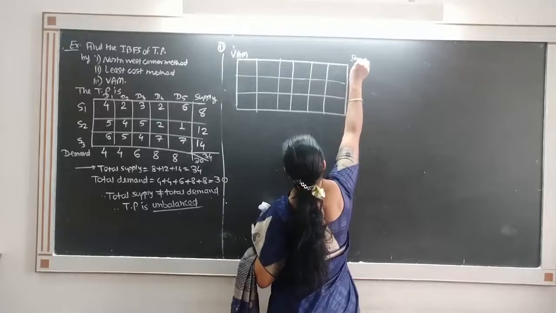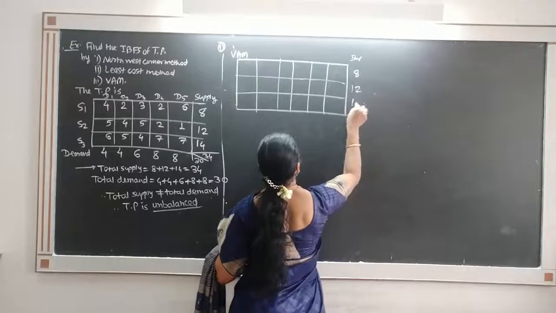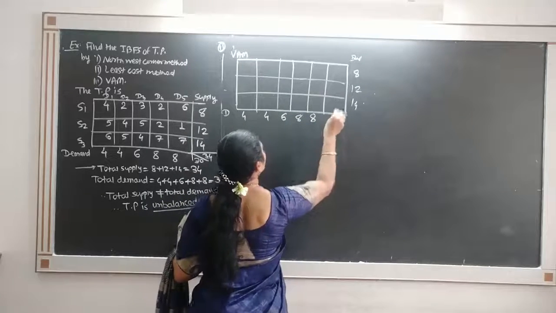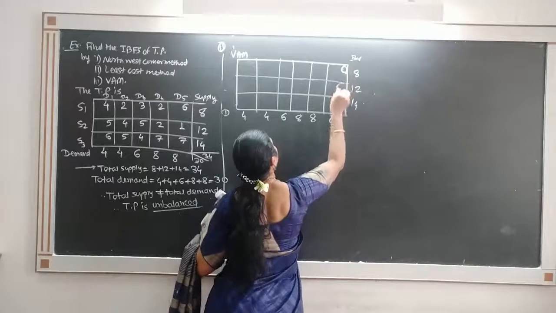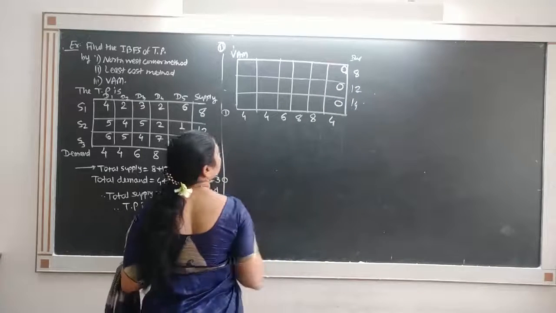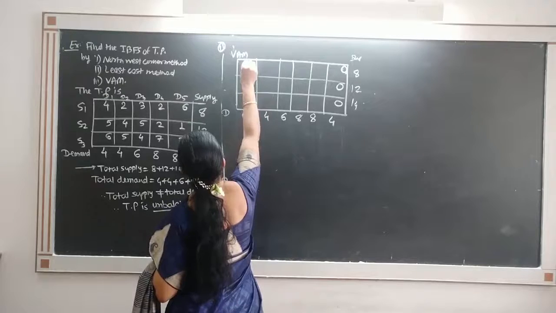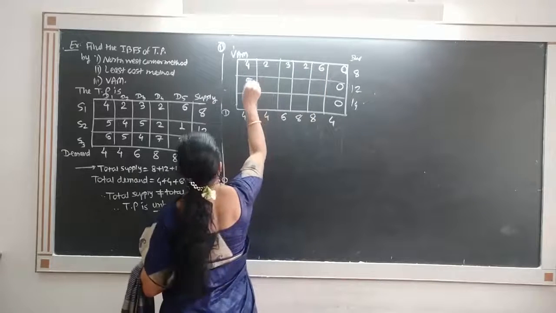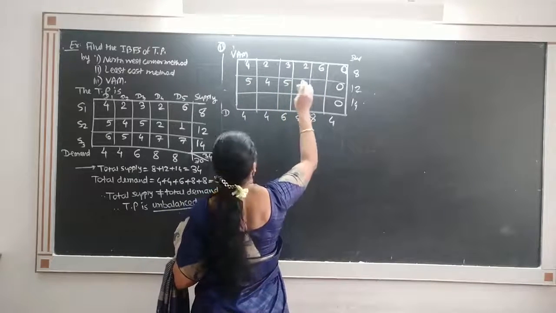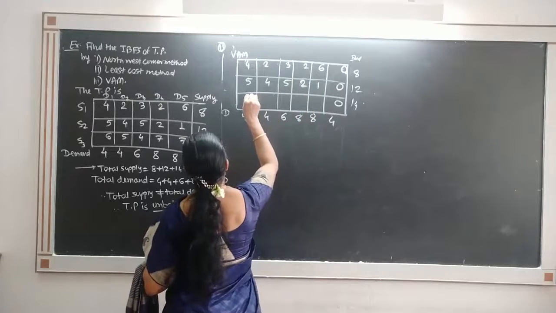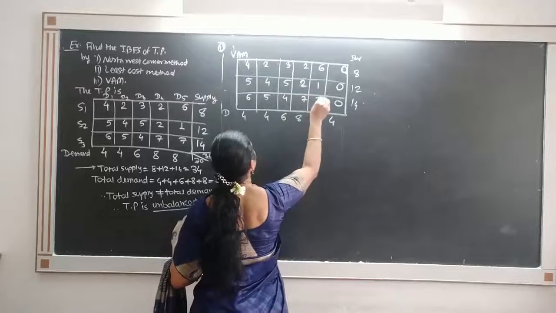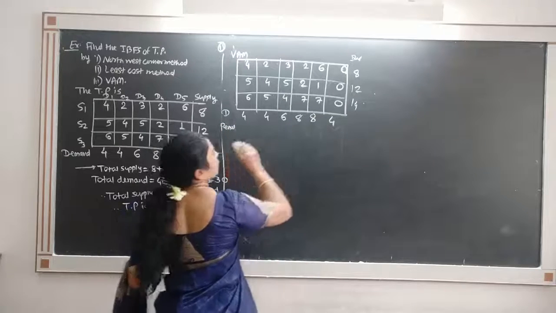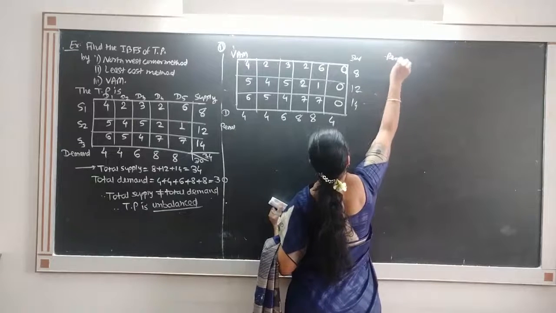The supply is 8, 12, 14. Demand is 4, 4, 6, 8, 8, 4 with transportation cost 0. We have added the dummy column with demand 4 and transportation cost 0. 4, 2, 3, 2, 6, 5, 4, 5, 2, 1 and 6, 5, 4, 7, 7. What we do in VAM, we find the penalties for row also and column also.